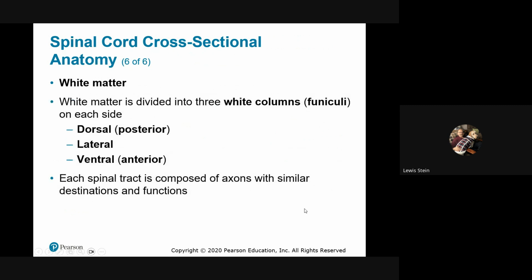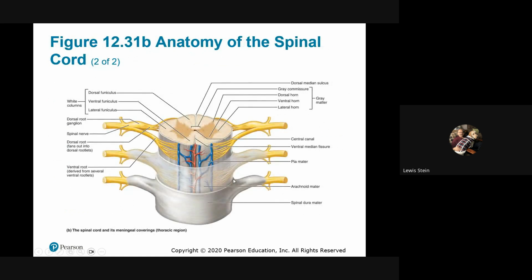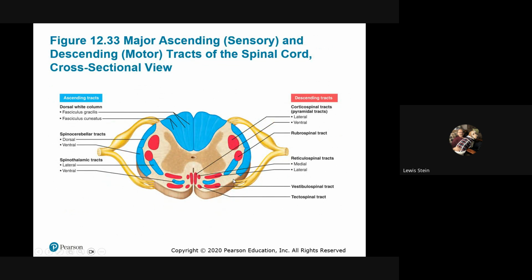And then the white matter, I call them columns. Historically, people refer to them as funiculi, with any one of them being a funiculus. Again, you know my fascination with plurals and singulars. It's okay. Everybody's got to have a hobby. So dorsal, lateral, ventral, axons with similar destinations. This is all white matter. Same illustration. Now the tracts.